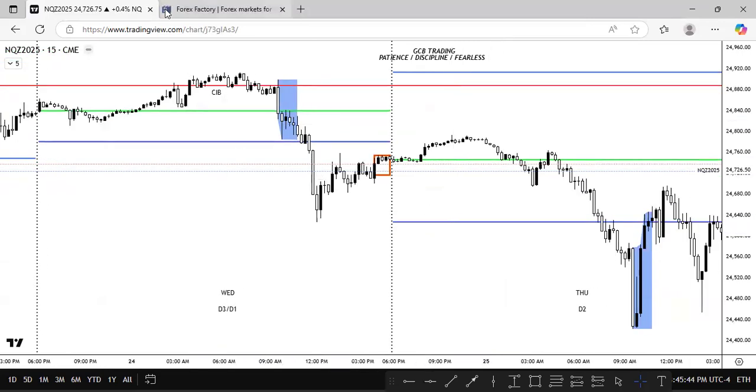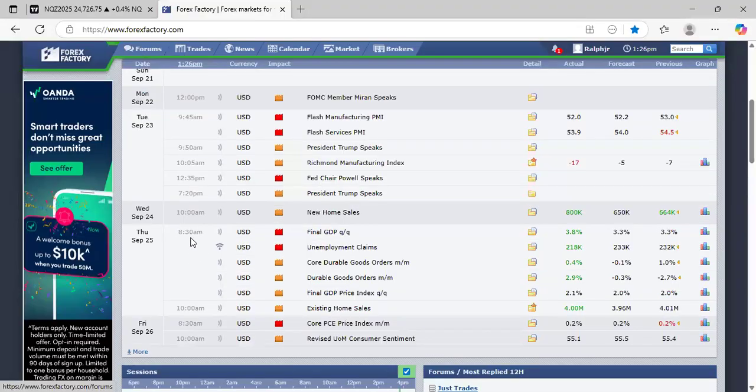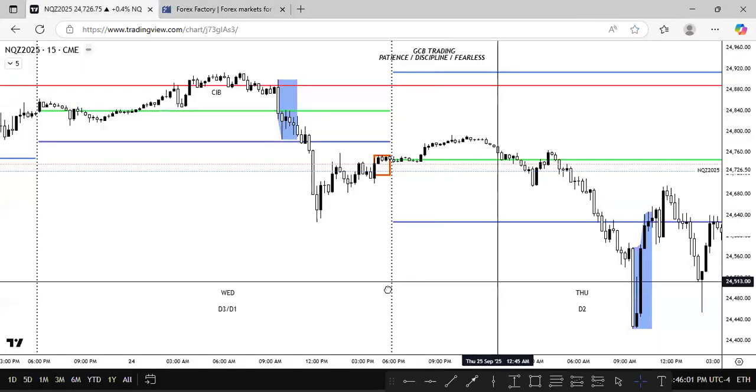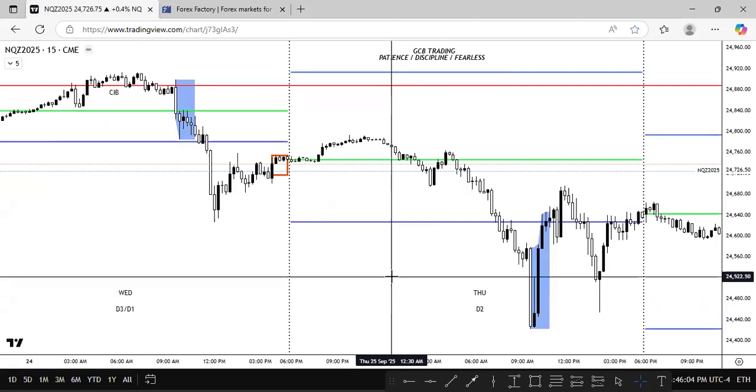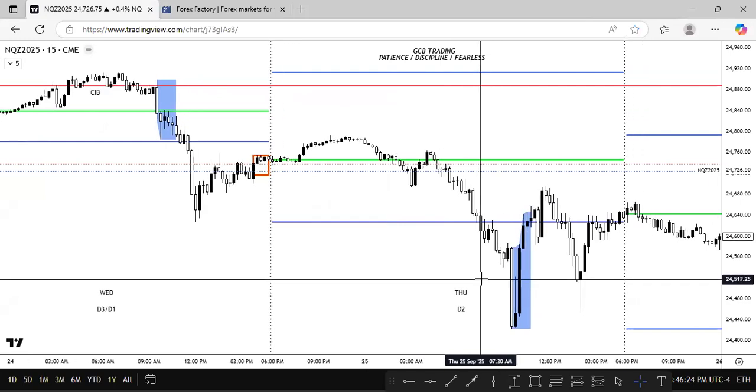Now I would check the news. On Thursday, we have major red news at 8:30. Then we have some medium impact news around 10 a.m. The major red news at 8:30 doesn't even affect me because I don't come to the charts and I'm not looking. We know that the indexes do not open up until 9:30 Eastern Standard Time. So I'm not even worrying about it because I'm not even at the chart at that time.